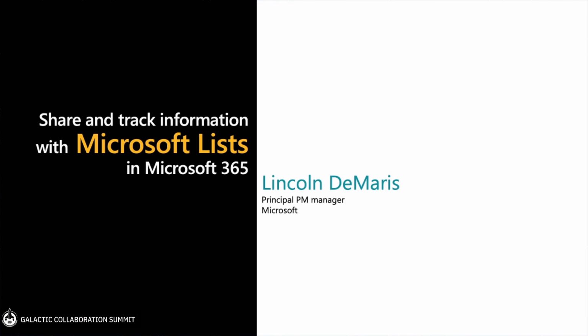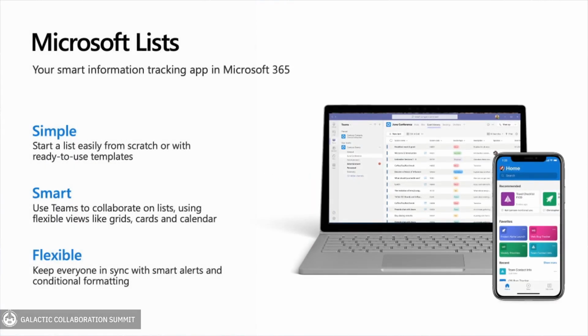I'm a program manager at Microsoft, and I'm here to talk to you about Microsoft Lists. Microsoft Lists is a brand new app in M365 that helps you track information and organize work for your team. Lists are simple, smart, and flexible, so you can stay on top of what matters most for your team. With Lists, anybody can get started quickly and create a basic information tracking app to track things like issues, assets, routines, contacts, inventory, and more.